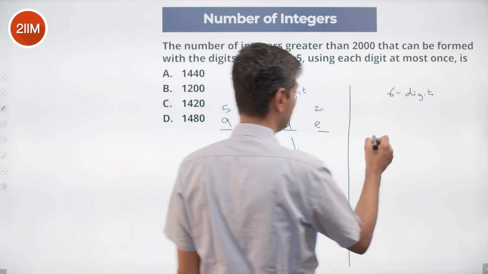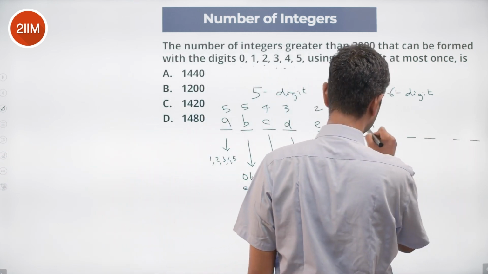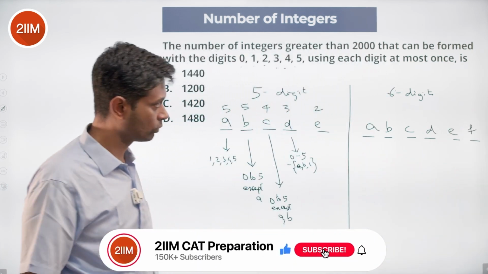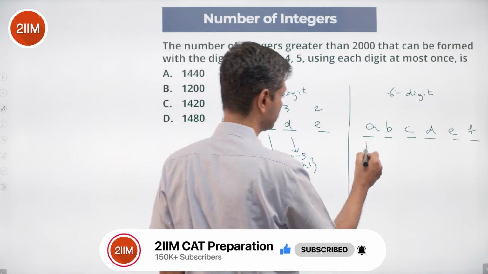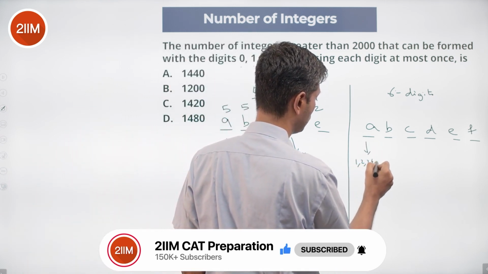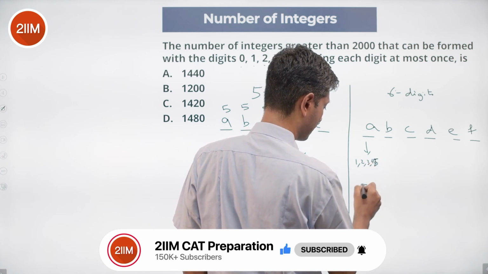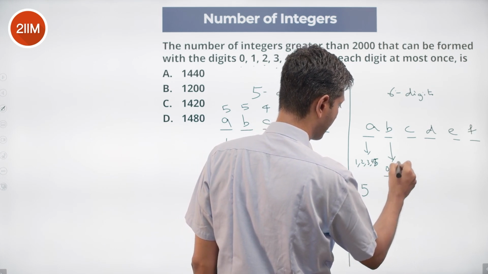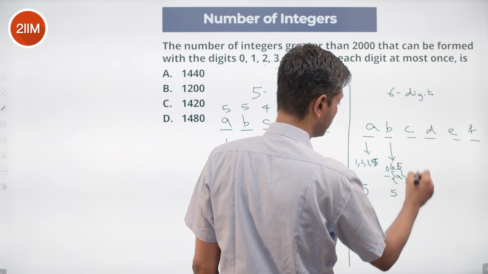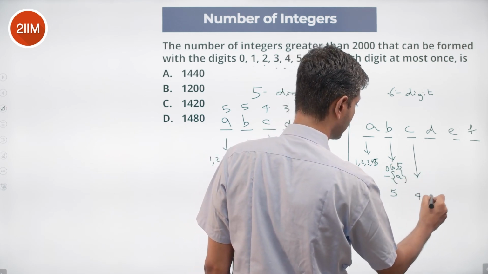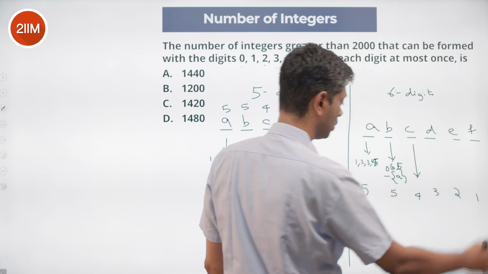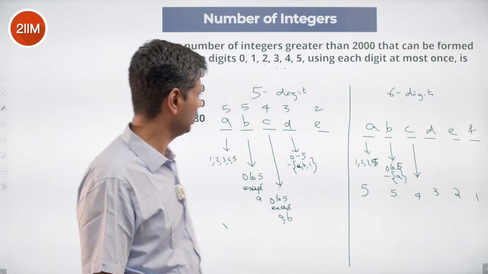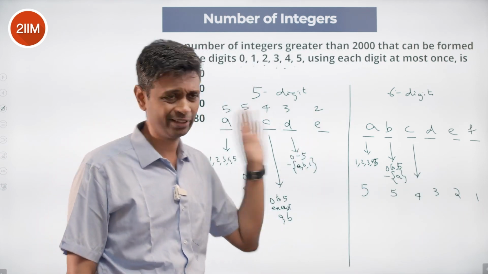Let's move to 6-digit numbers. A, B, C, D, E, F. A has again 5 options: 1, 2, 3, 4, 5. B would be 0 to 5 minus A, 5 options. 0 to 5 minus A and B, 4 options. 3 options. 2 options. 1 option. It will be 5 into 5 into 4 into 3 into 2 into 1. This is 5 into 5 into 4 into 3 into 2. Both are the same. There's an additional 1 there.